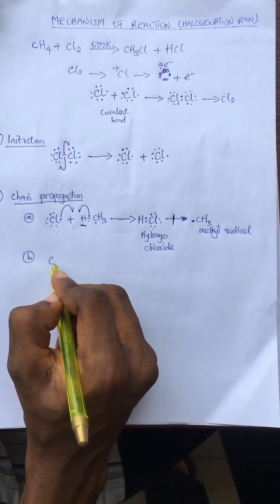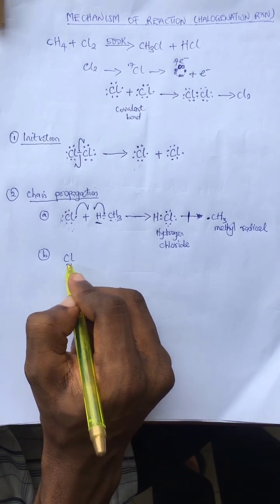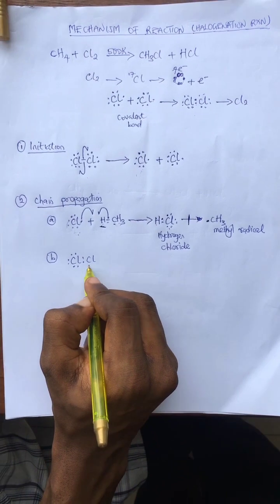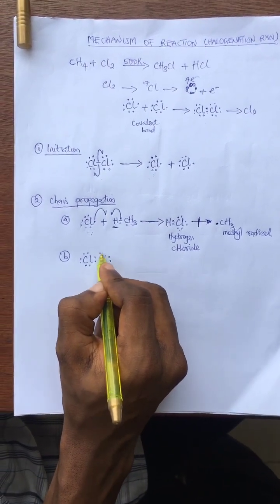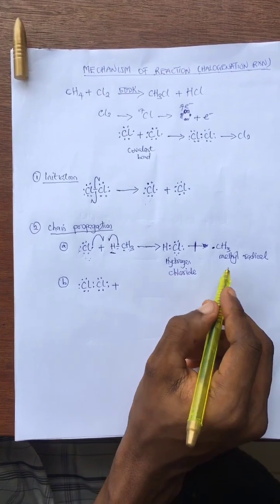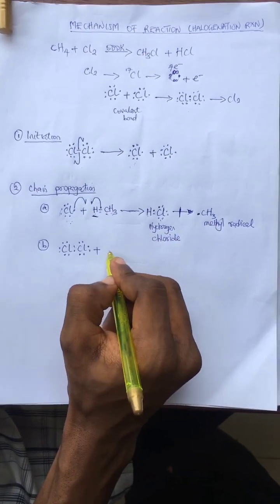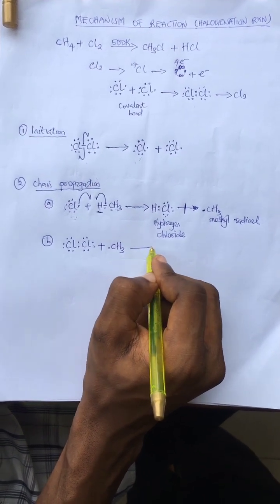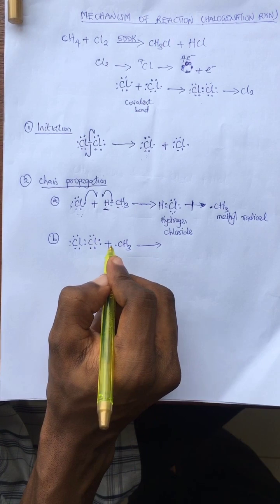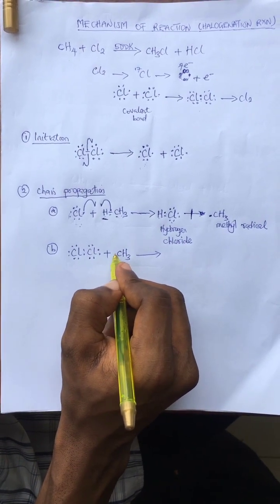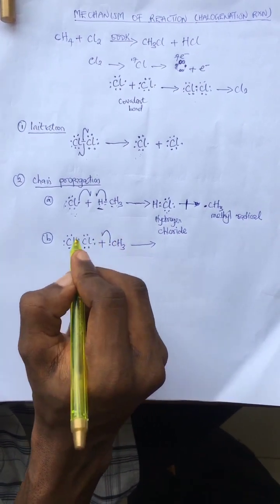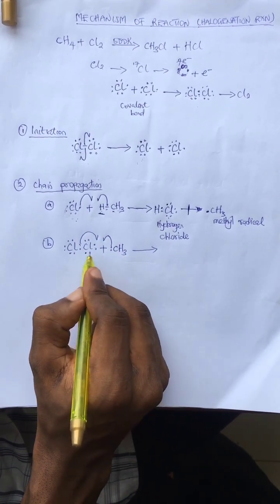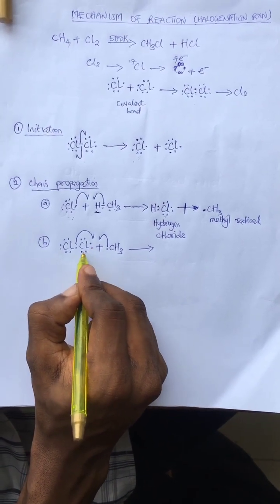we will have our chlorine molecule. This is our chlorine molecule, reacting with our methyl radical. This is our methyl radical. And then there will be a movement of electron. This will be moved, and this also will be moved. So our methyl radical here would combine with 1 of the chlorine atoms here.